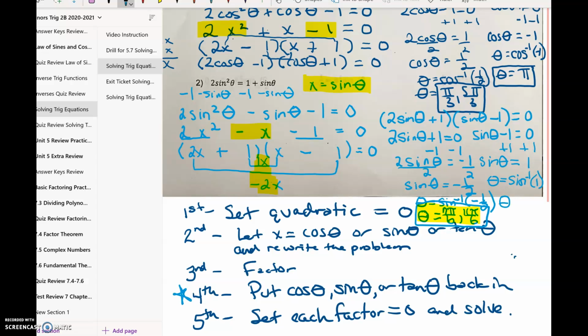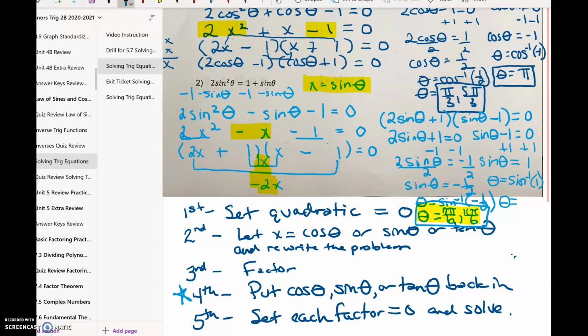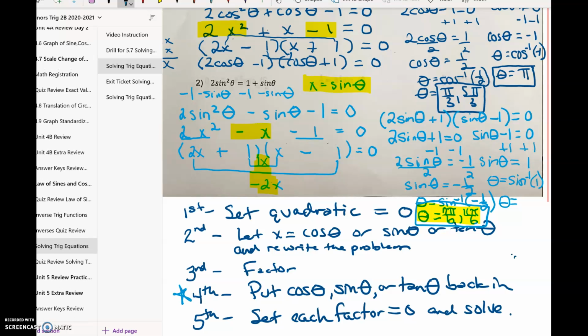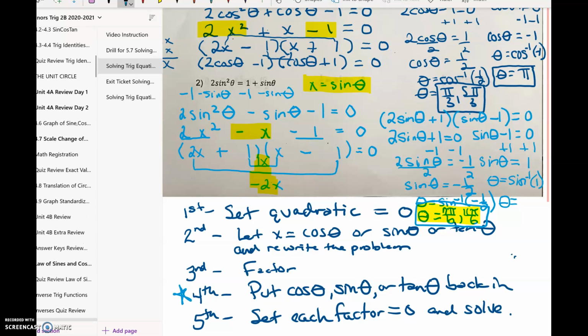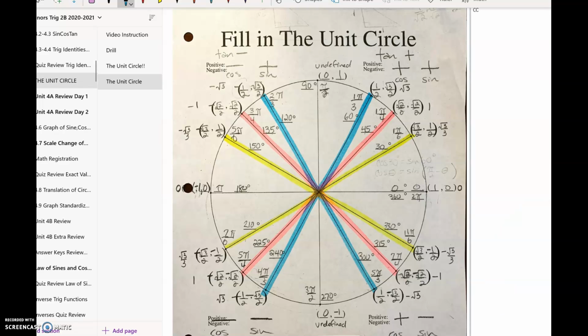So I'm going to need to go to my unit circle, and I'm going to need to look for where my y coordinate is going to be 1, because sine, remember, is 1. So I go to my unit circle, and y coordinate of 1, I see that up at the top of my unit circle up here. I see a y coordinate of 1, and that's at pi over 2.